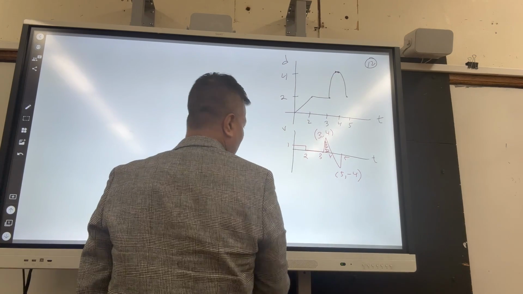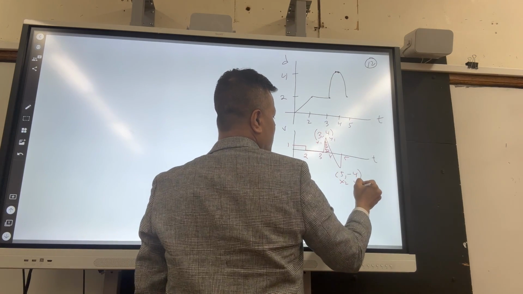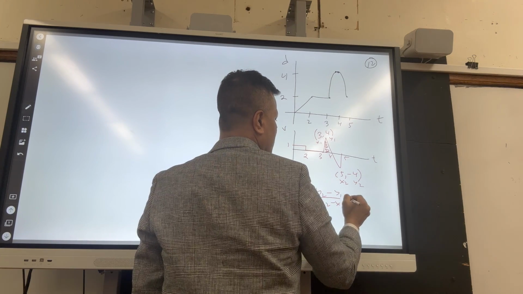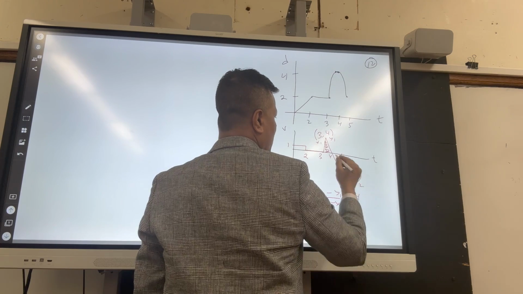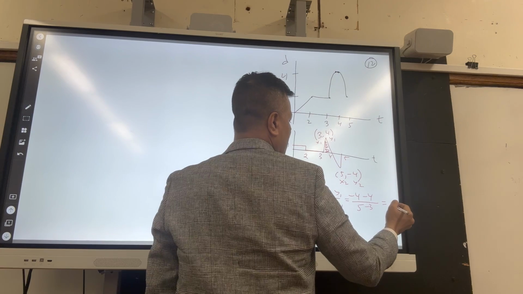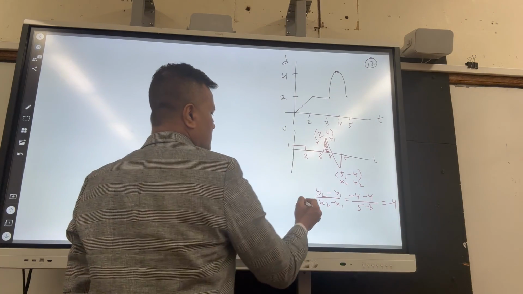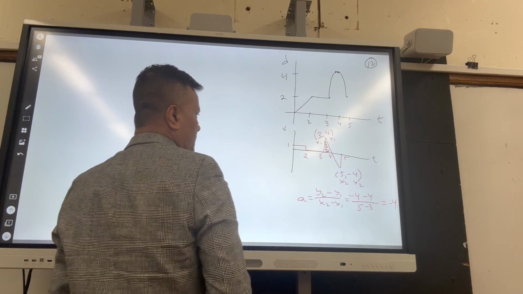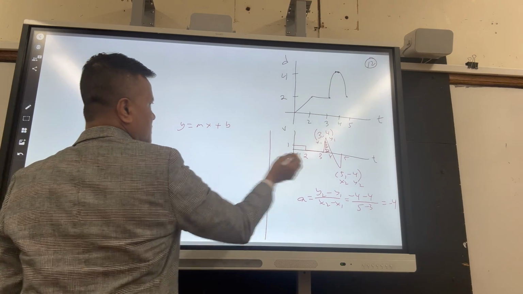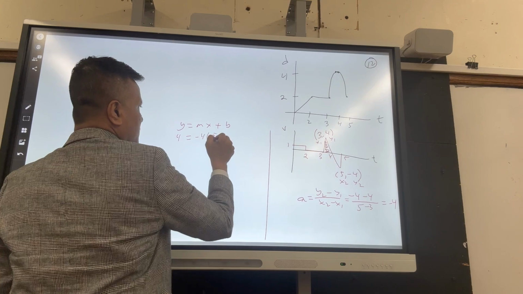Okay, good. Now your x1, y1, x2, y2. y2 minus y1 over x2 minus x1, right? y2 is negative 4, y1 is 4, so minus 8 over 2, which is negative 4. Acceleration is negative 4. Okay, now y is equal to mx plus b, right? 4 is equal to negative 4 times 3 plus b, right?